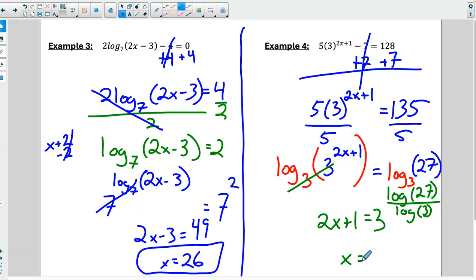It is going to be 1. So I would subtract away 1 from both sides, which gives me 2x equals 2. And when you divide, you get 1.